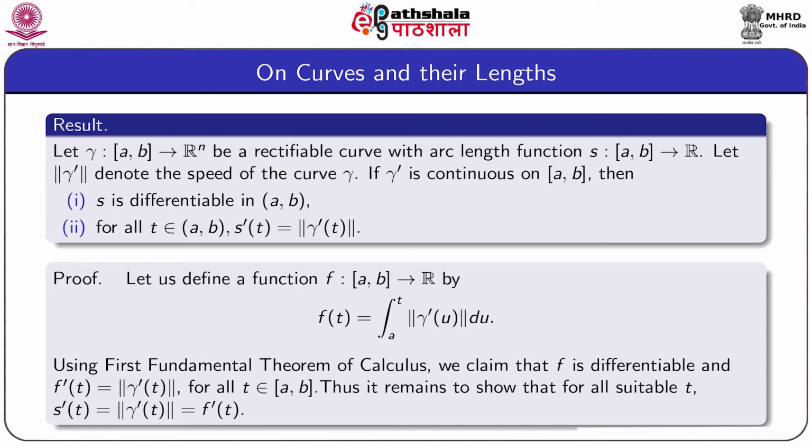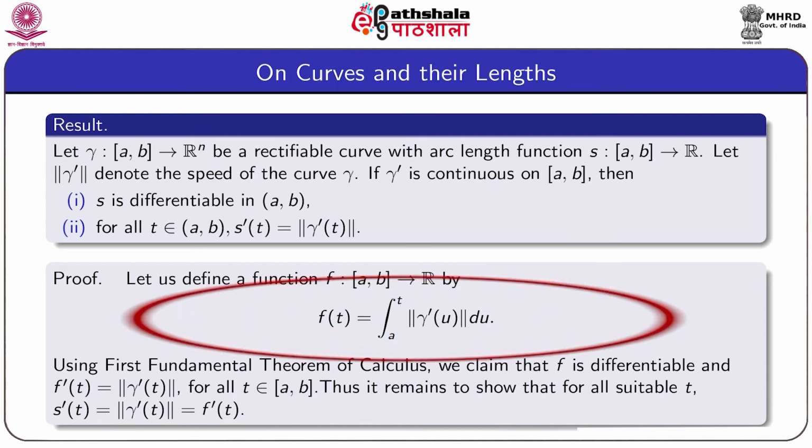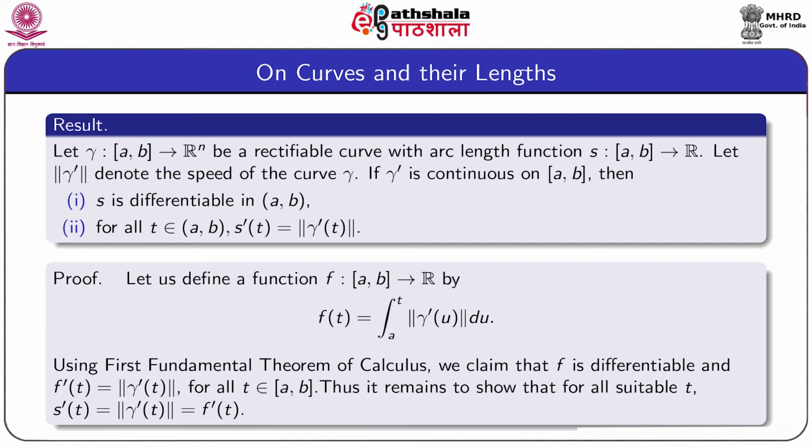Proof. Let us define a function f from the bounded closed interval [a, b] to R by f(t) equals the integral from a to t of the norm of gamma'(u) du. Using the first fundamental theorem of calculus, we claim that f is differentiable and f'(t) equals the norm of gamma'(t) for every t from the bounded closed interval [a, b]. Thus, it remains to show that for all suitable t, S'(t) equals the norm of gamma'(t), which equals f'(t).